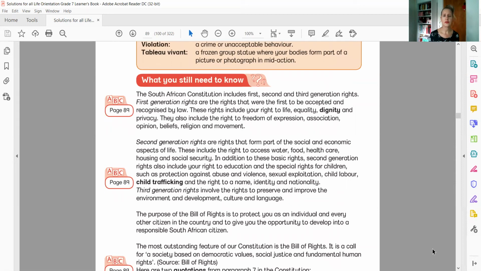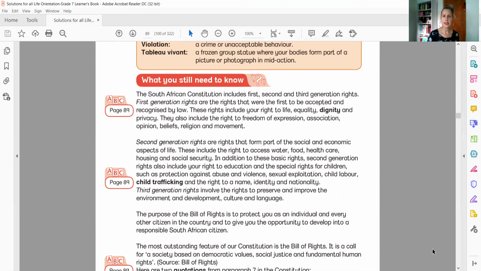Second generation rights are rights that form part of the social and economic aspects of life. So the right to water, food, healthcare, housing, and social security, protection against abuse, violence, sexual exploitation, child labor, child trafficking, and the right to a name, identity, and nationality. And then third generation rights are the rights that preserve and improve the environment and development, culture, and language.